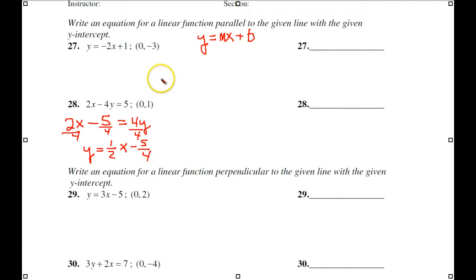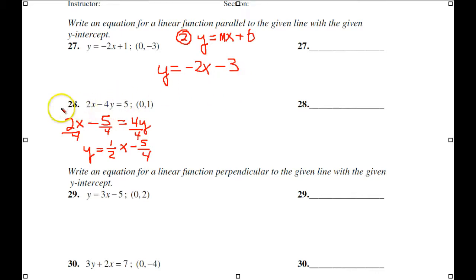As we do number 27, they want us to write an equation that is parallel to this line, but has this y-intercept. So we're basically going to use formula 2, where we have y equals. What will our slope that's parallel to this line be? Well, it's going to be a negative 2x. And the y-intercept, our new b up here, is going to be a negative 3. So that one was pretty easy.